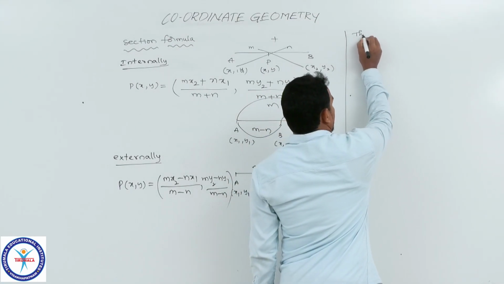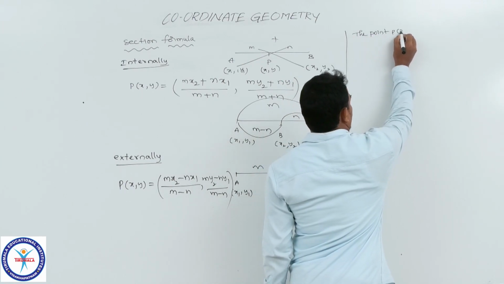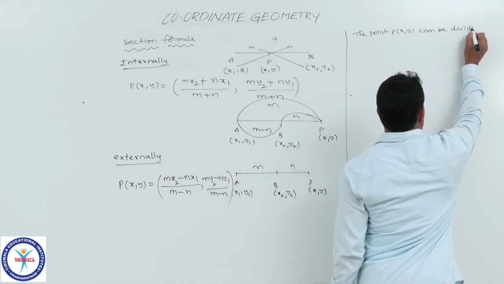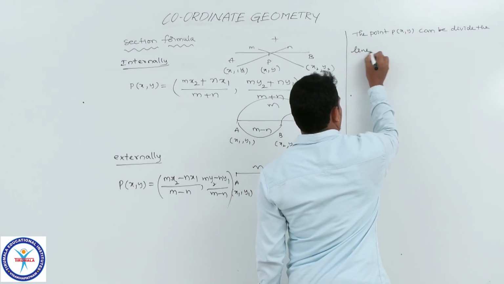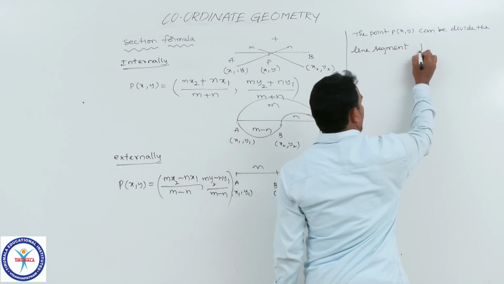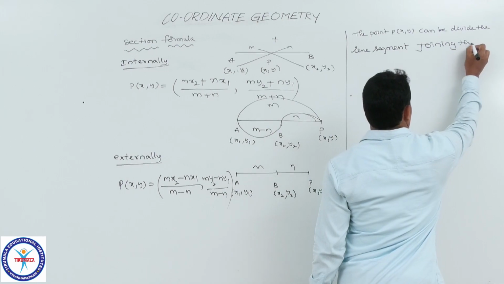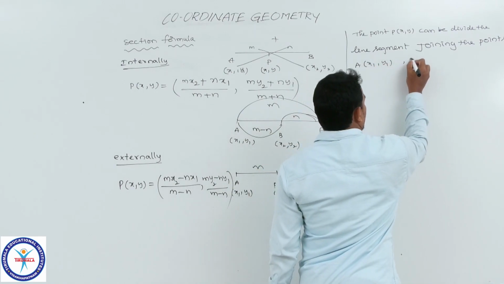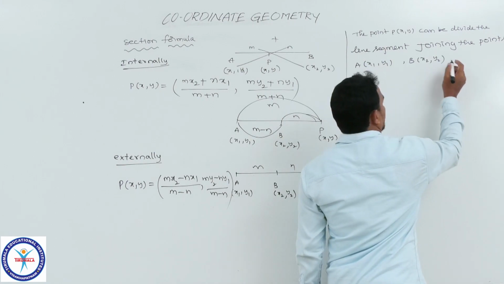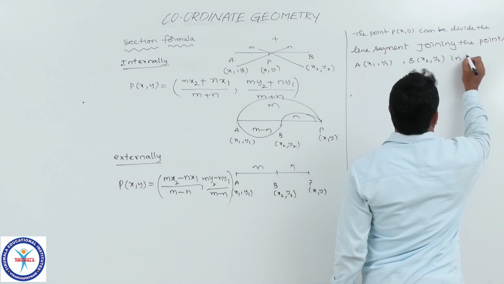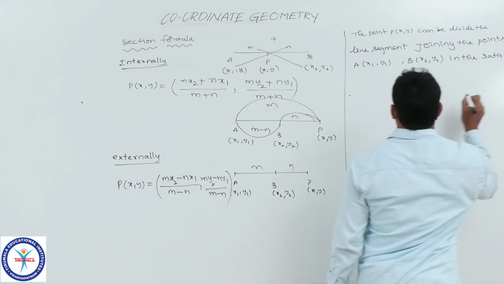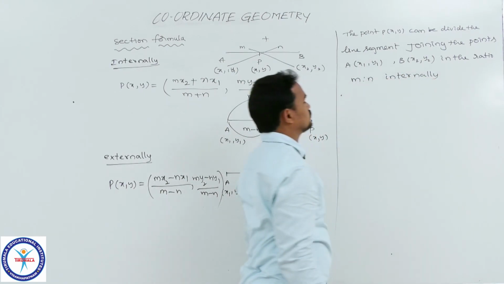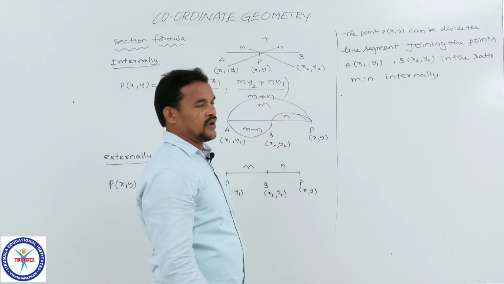The point P of x comma y divides the line segment joining the points A of x1 comma y1, B of x2 comma y2 in the ratio m is to n internally. How to find the coordinates of P of x comma y, we already learned.